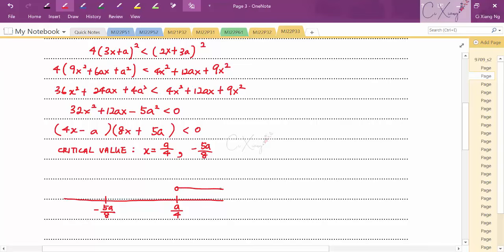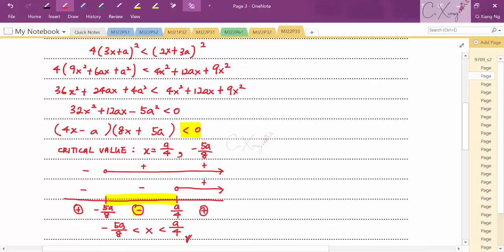For the bracket x minus a over 4, it is positive when x is greater than a over 4. And for the bracket 8x plus 5a, this particular bracket is positive when x is more than negative 5a over 8. The area with the line denotes the positive sign, and without the line means negative. So I multiply bracket with bracket: positive with positive you get a positive, positive with negative you get a negative, and negative with negative you get a positive. We are looking for overall smaller than 0, which is a negative value. So overall, the negative value will be here, where the range is given by negative 5a over 8 until a over 4 for the value of x.